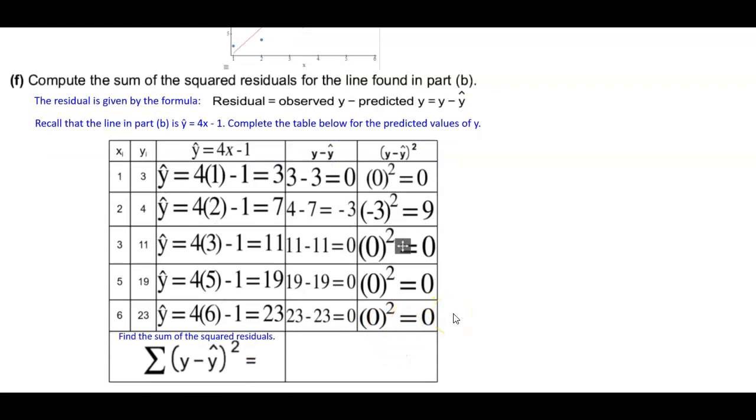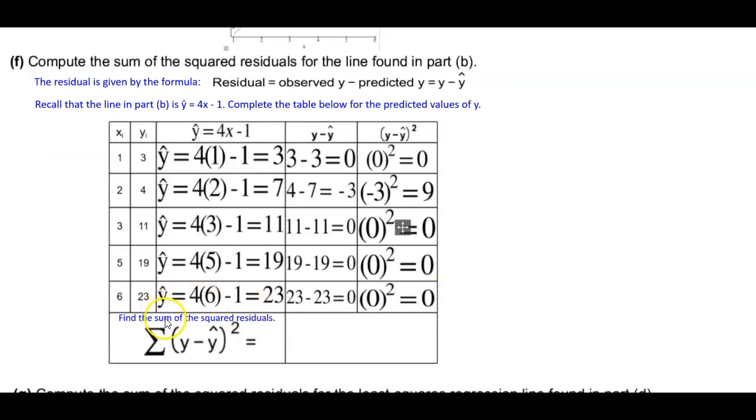Okay? So now what we want to do is find the sum of the squared residuals. Meaning now we're going to add this column together. We're going to take 0 plus 9 plus 0 plus 0 plus 0. And when we add it together, we get 9. So the sum of the squared residuals for this equation is equal to 9. So that's what we get for part F.